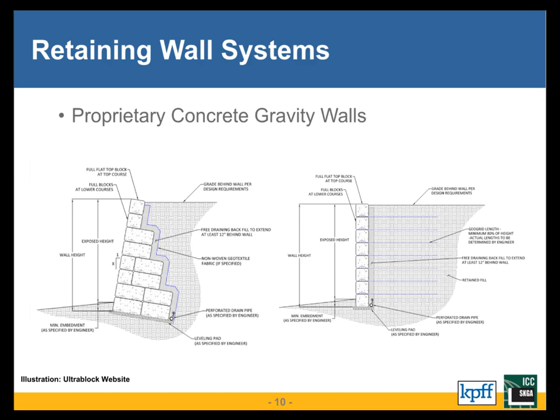And there's a fair amount of blending that can happen between these types, like gravity block walls can be turned into MSE walls with the addition of soil reinforcing straps or soil reinforcing layers, as is shown on the graphic on the right.